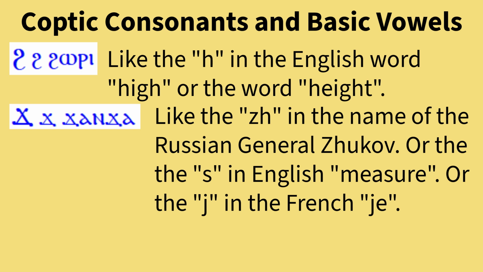We then have the Coptic letter janja. This is like the name of the Russian general Zhukov, or the S in the English measure, or it can also be pronounced as the J in the French word jour.